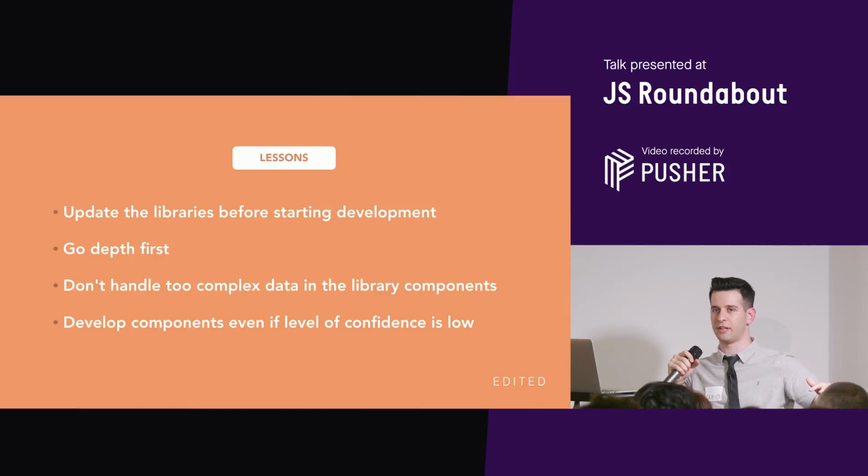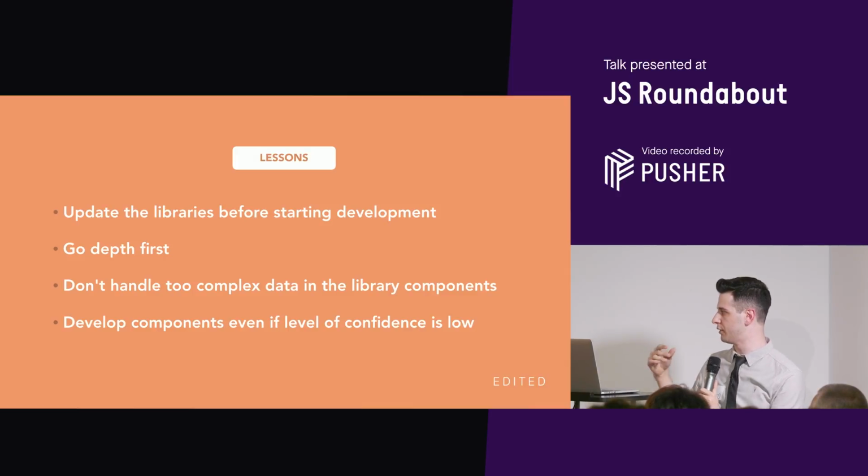You're gonna lose yourself. Just start simple and make some atoms. The second page you make, you will have already some atoms done and some experience using atomic design. It's gonna be so much easier. Don't, again, for the 10th time maybe, don't handle too complex data in the library components. And develop components even if the level of confidence is low.